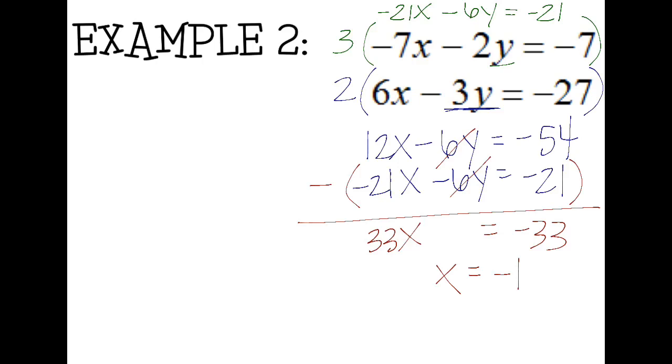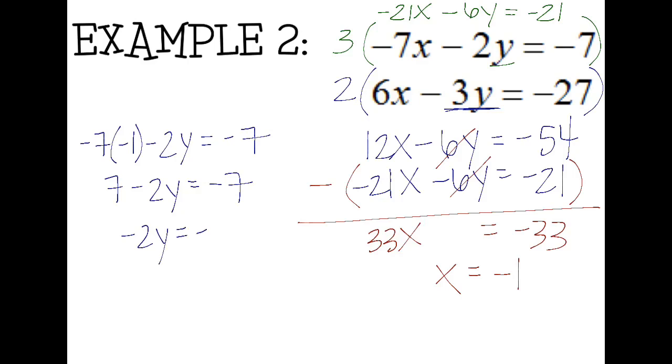Now we just need to find y, so we're going to plug that into one of the equations. So I could do negative 7 times negative 1 minus 2y equals negative 7. So negative 7 times negative 1, that's going to be a positive 7 minus 2y equals negative 7. Subtract the 7 from both sides, so negative 2y equals negative 14, and there we have y equals 7. So our final solution would be negative 1, 7.